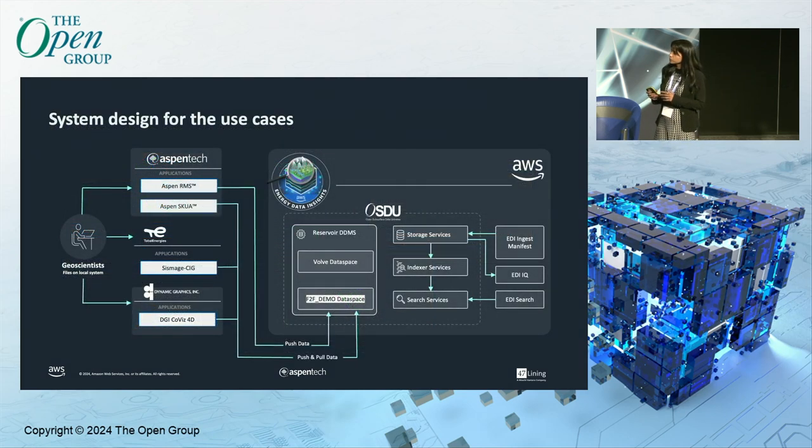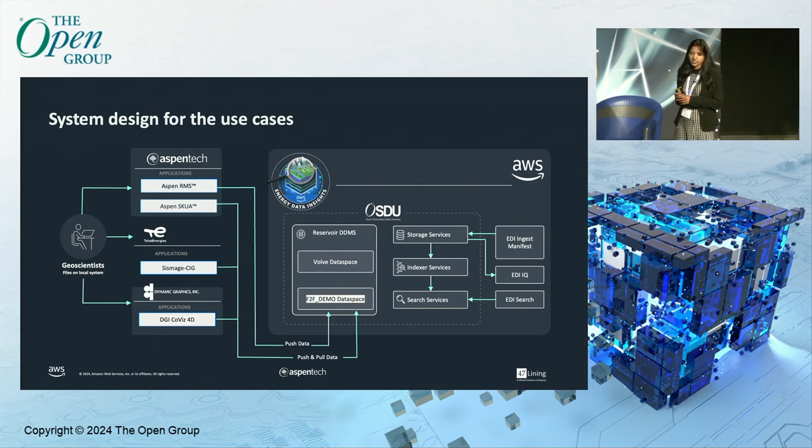So here, let me move. This is how the overall system architecture works for this. On the left-hand side, you have a geophysicist who interacts with different applications from Aspentech, Total Energies, and Dynamic Graphics. They have different applications which can interact with the OSDU data platform. Within the OSDU data platform, within Reservoir DDMS, we have created a dedicated data space called face-to-face demo for the demo purposes. And this data space, different applications can read and write data to.